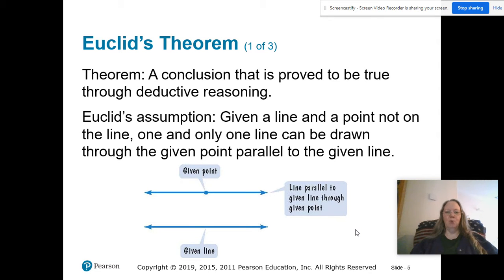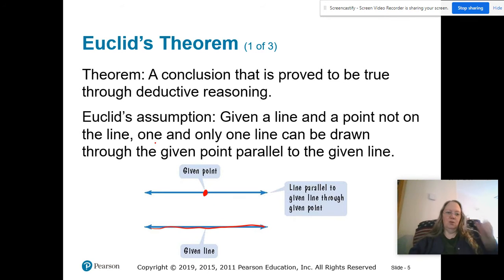Given a line and a point not on the line, one and only one line can be drawn through the given point parallel to the given line. So what does that mean? All right, so I have a line right here. And I've got a point that is not on the original line.